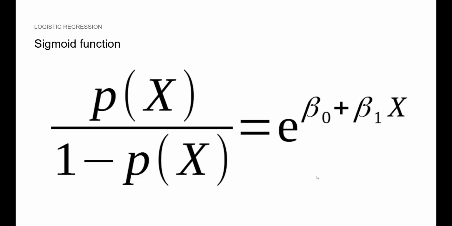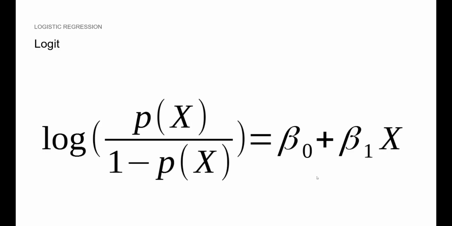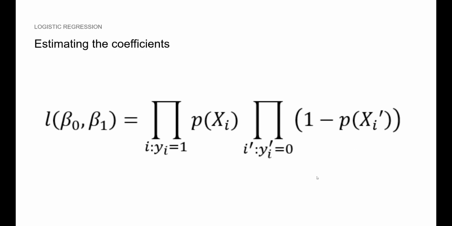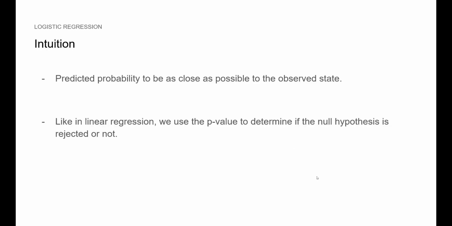With some manipulation, you can get this formula here, so we are trying to get a linear equation in x. Take the log on both sides and you get the logit. As you can see, it is indeed linear with respect to x, and most importantly, the probability is bound between 0 and 1. And now you can estimate the parameters with the following formula, but of course we will not be implementing these formulas ourselves. It makes sense that you want the predicted probability to be as close as possible to the observed state. For example, if your classifier says that a transaction is fraudulent, then that transaction should really be fraudulent.